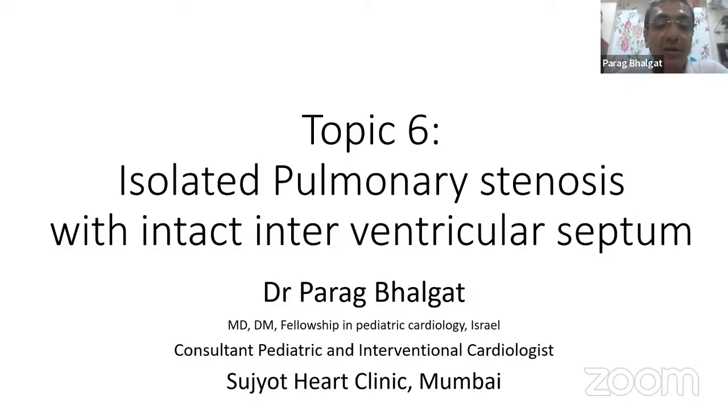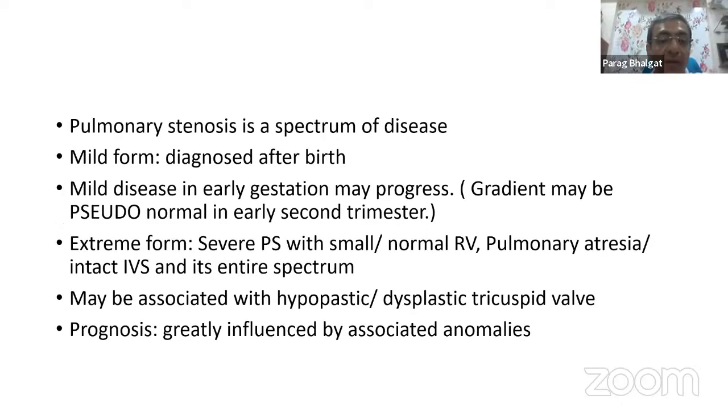Coming to the next topic, isolated pulmonary stenosis with intact interventricular septum. Pulmonary stenosis is seen with a variety of lesions like VSD or right-sided lesions. So we are just dealing with simple plain pulmonary stenosis. The mildest form may present after birth, but the severe form may present in utero. In utero, just like aortic stenosis, the gradient may be low in early gestation, so it can be falsely misleading.